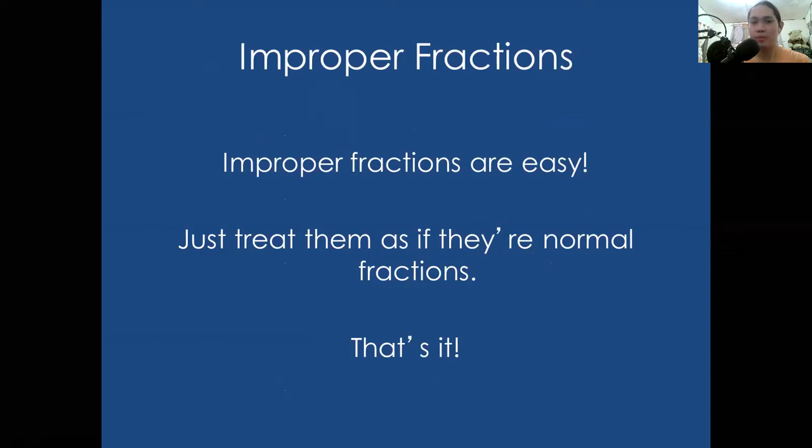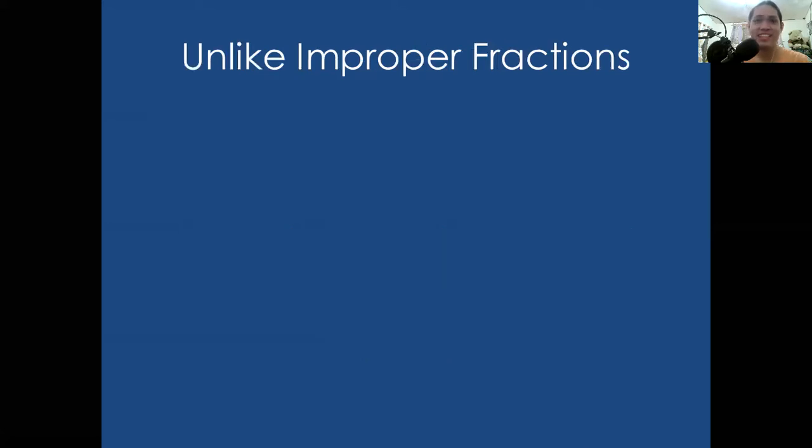We all know that improper fractions are easy, right? Just treat them as if they're normal fractions. That's it. Nothing to worry about. And unlike improper fractions means, as you can see, 5 over 2 or 5 halves and 4 thirds. They are unlike improper fractions. So improper fractions cannot be simplified or reduced anymore.